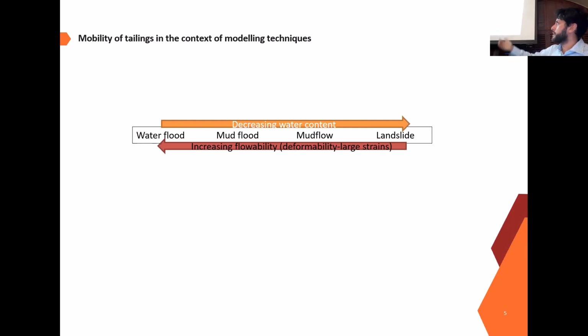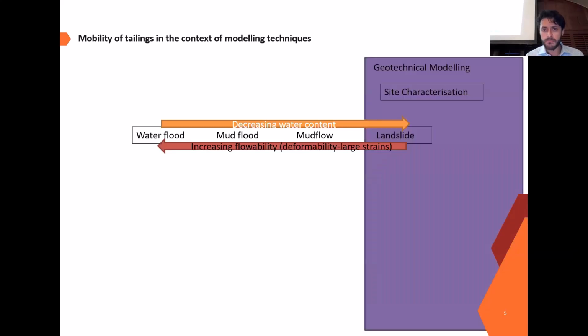And obviously, the flowability increases the other way around. When you have a water flood, of course, we're going to have a higher flowability. When we have less moisture content in our soil, we're going to have something that resembles a landslide.